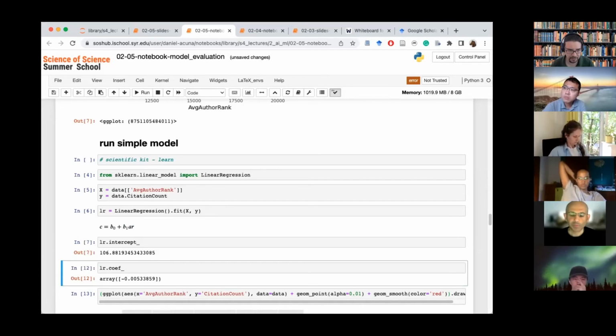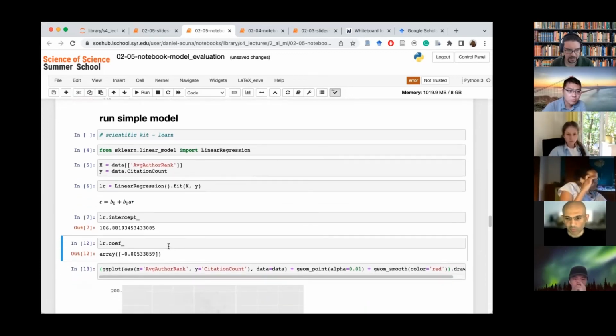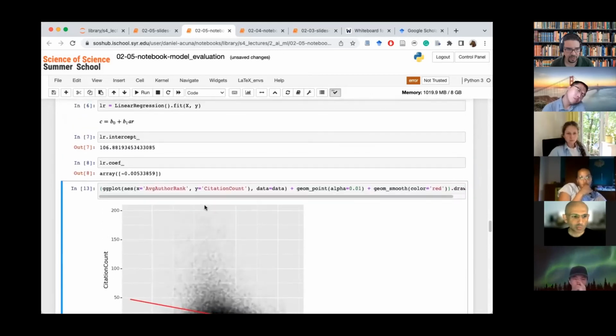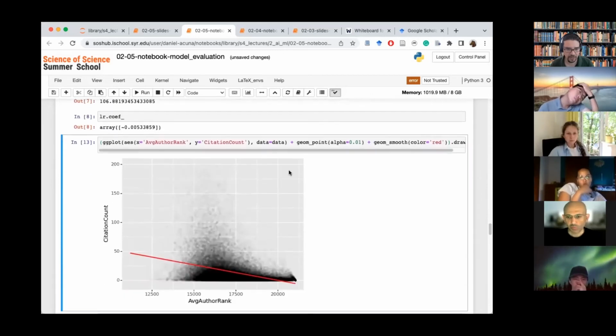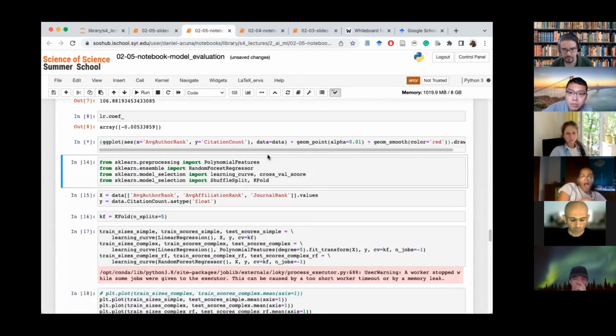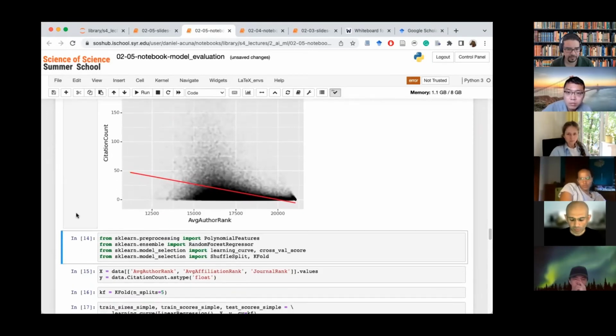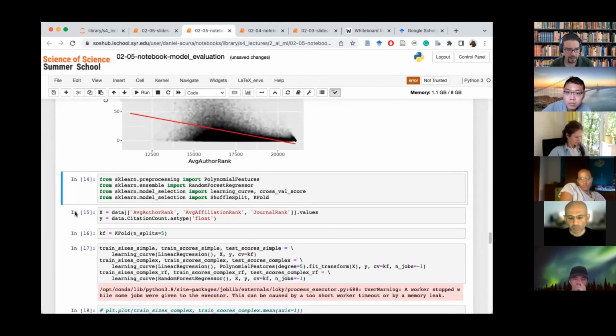Okay, so the intercept that I found is 106, and the author rank influence is minus 0.005, and you can show it in ggplot. I think it automatically finds a line.